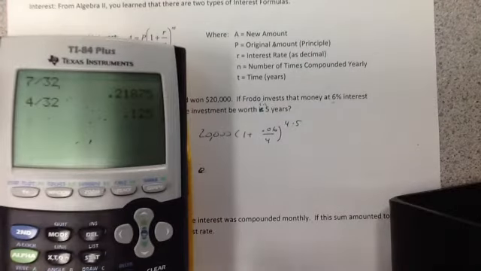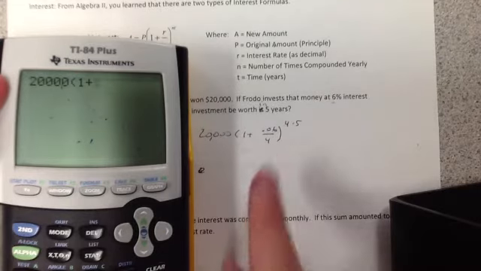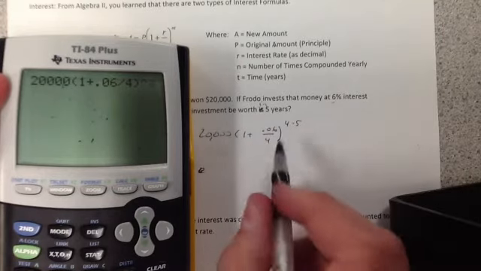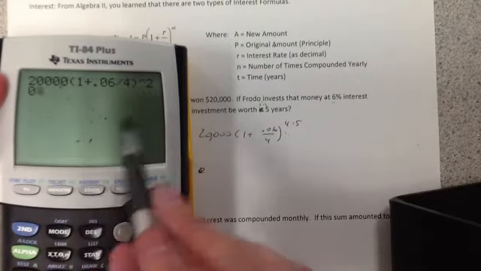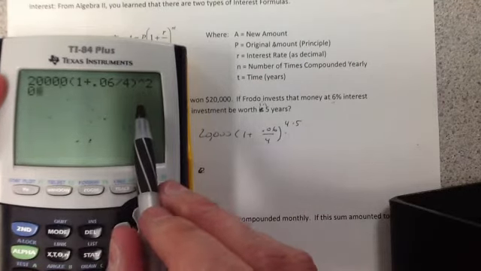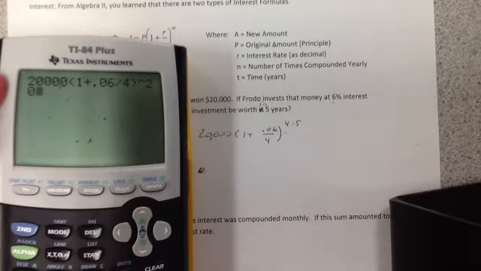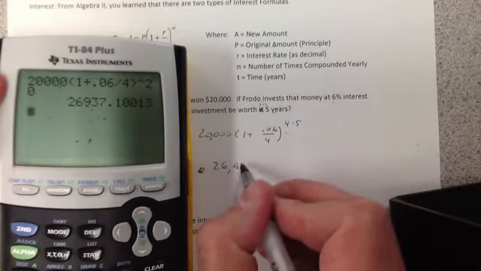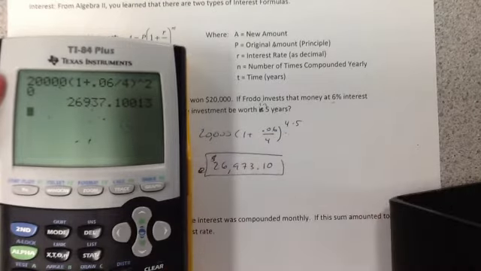Now to do this on the calculator, very easy. Take 20,000 times 1 plus, and do it exactly as it looks in the formula, 0.06 divided by 4. And I'm going to raise that to the 4 times 5, but that's just 20. The 20 is the number of times it's going to be compounded over those 5 years. So it's like taking the simple interest formula and doing it 20 times for us. So hit enter, and that's how much it's going to be worth: $26,937.10. We're talking money, so go out 2 decimal places here.